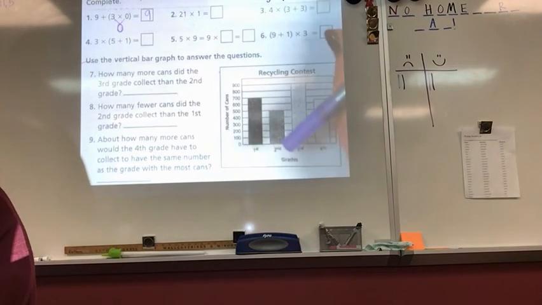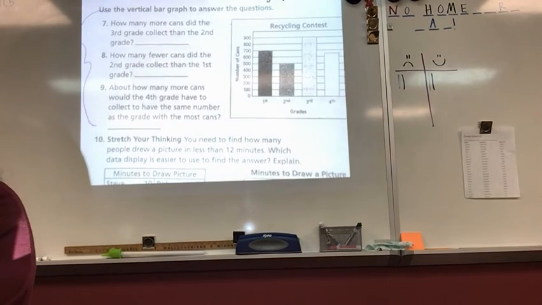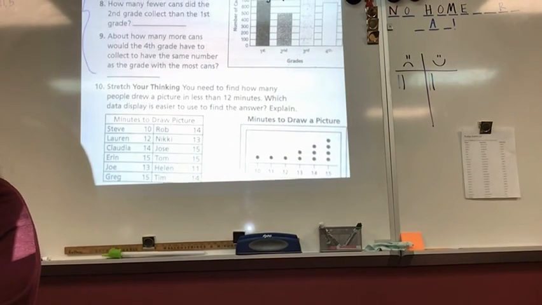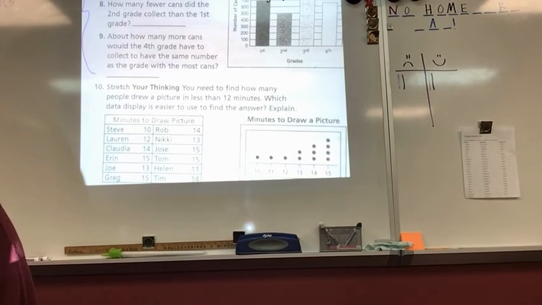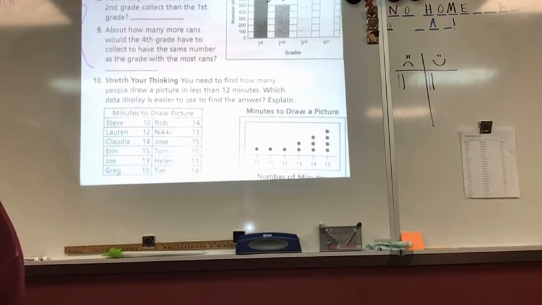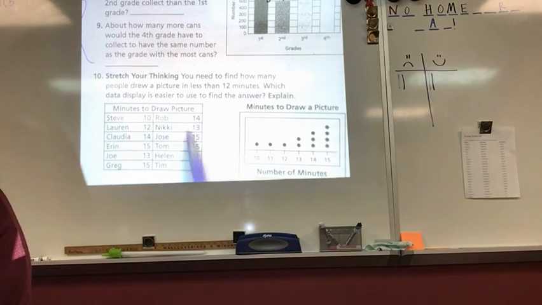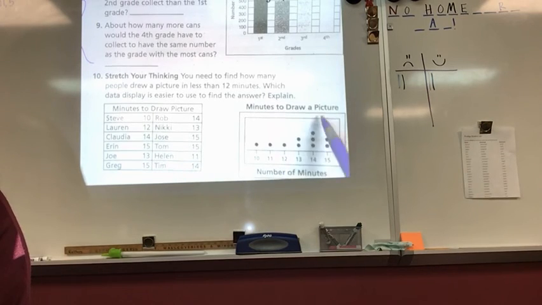Then the last one, the stretch your thinking, doesn't feel as much of a stretch your thinking as usual. This one says you need to find how many people drew a picture in less than 12 minutes. And then they ask which data display is easier to use to find the answer? Explain. So if you have to tell people how many people drew the picture in less than 12 minutes, which chart or data display is easier to figure that information out from? This frequency table, or this pictograph?